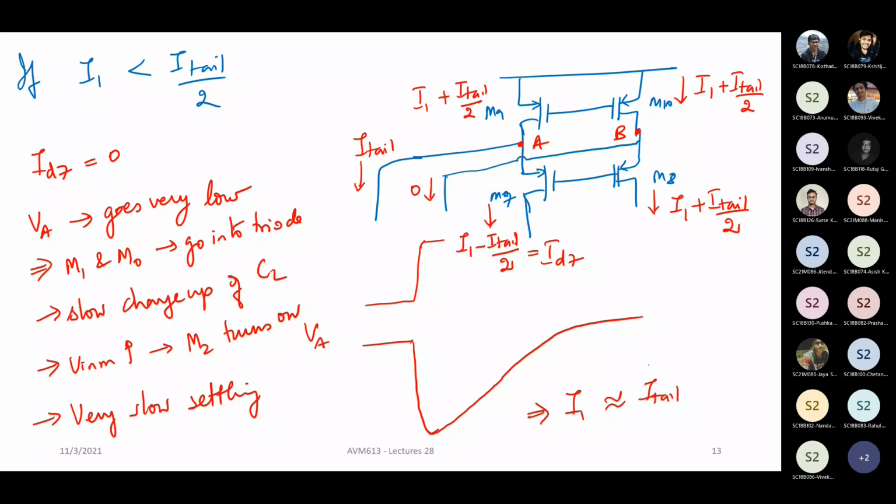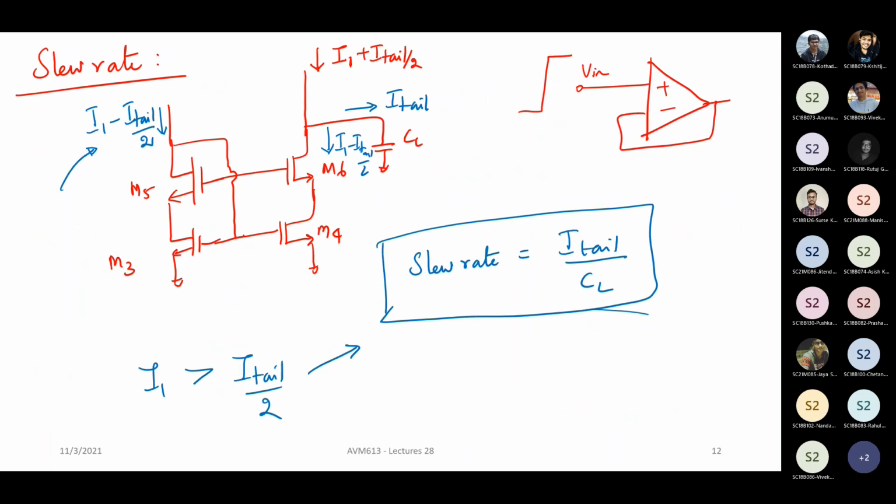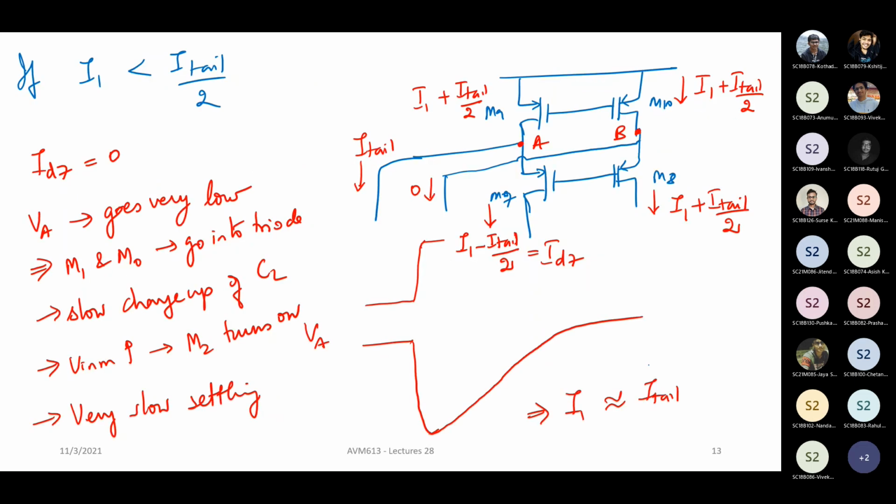Make sure that I1 is almost equal to I tail, so that even when you have large transitions and you put things in feedback, right? You have sufficient amount of current to flow through M5 and M3, and it will result in a fairly good slew rate and good settling. Okay. So with this, we conclude our discussion on folded cascode OTAs and also rail-to-rail input OTAs.